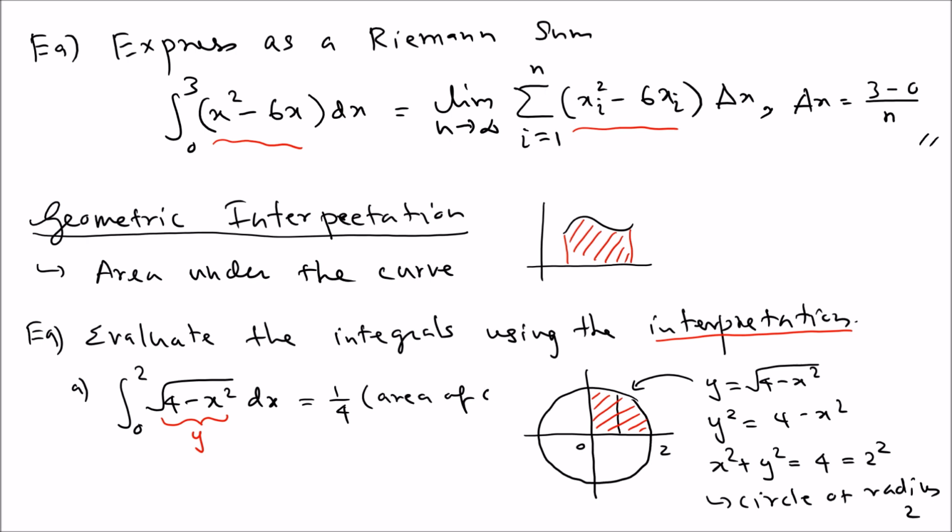Area of the circle. So that's the geometric representation. But we know that the area of the circle is pi r squared. R in this case is 2, so 2 squared. So that means it's simply pi. So without doing any integrals, you can calculate this complete integral.